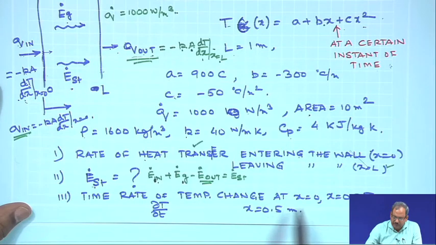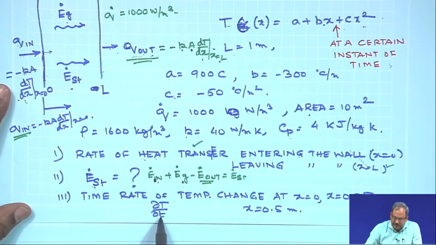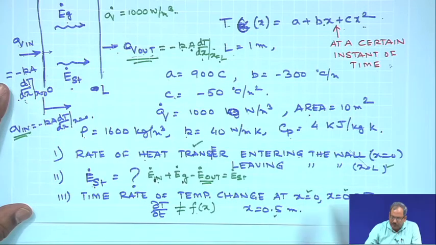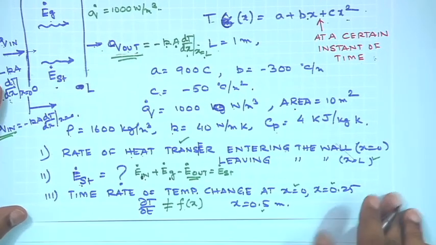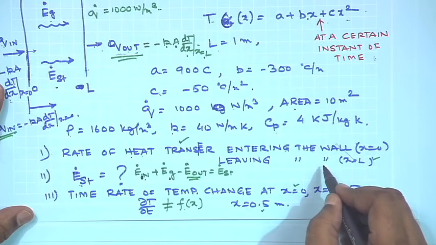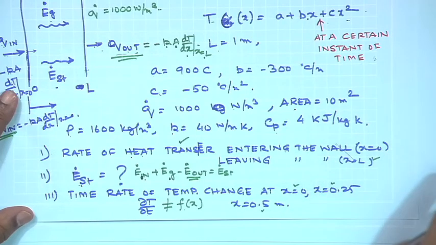And what I can tell you is that this del T by del time, you will see that it is not a function of x. The value of temperature change with time that you would determine will not be a function of x. So, the time rate of temperature change at x equals 0, 0.25 or 0.5 are all going to be equal. What I am going to do is give you the answers to this problem, and you can try it on your own.